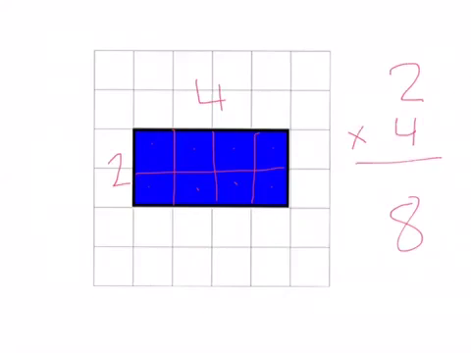Now if you notice some side lengths here, we have a side length of 2 and a side length of 4. And if you remember what we learned about multiplication, 1, 2, 3, 4, 5, 6, 7, 8, you realize that we can multiply 2 times 4 to get 8. So we can use multiplication to find the area of a rectangle.